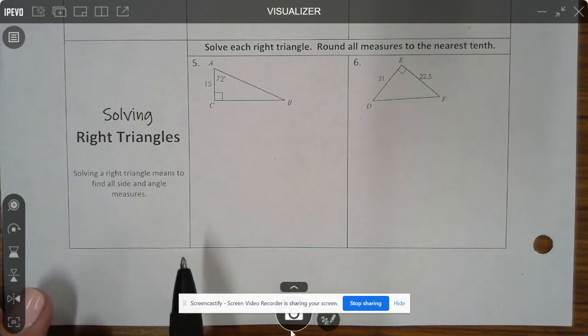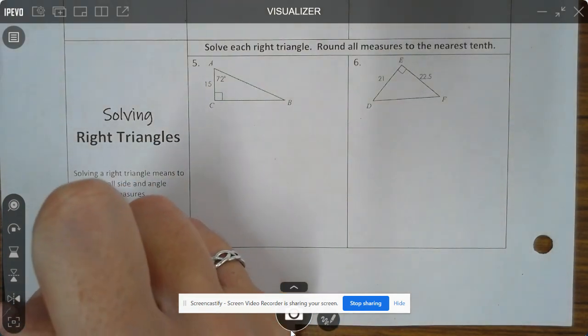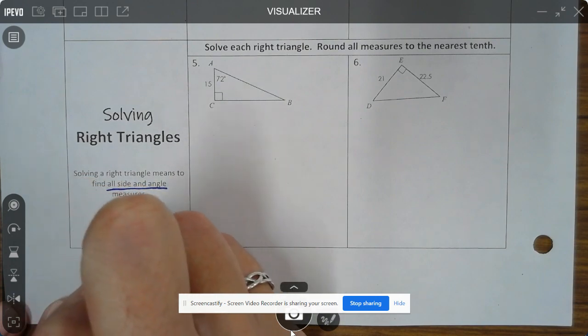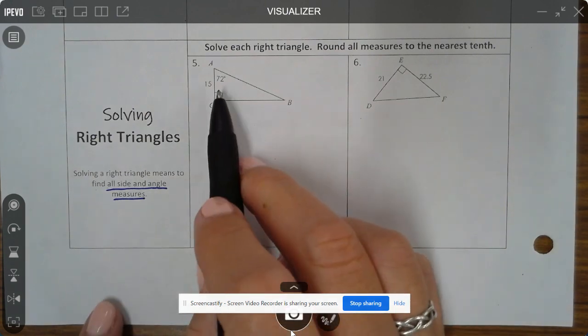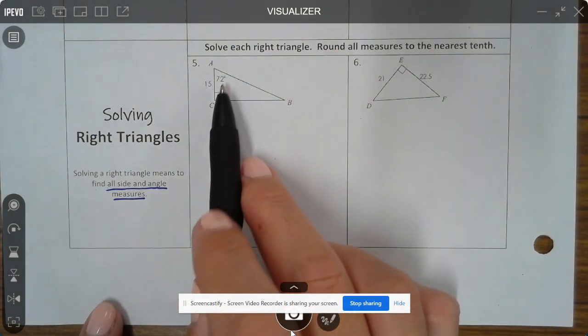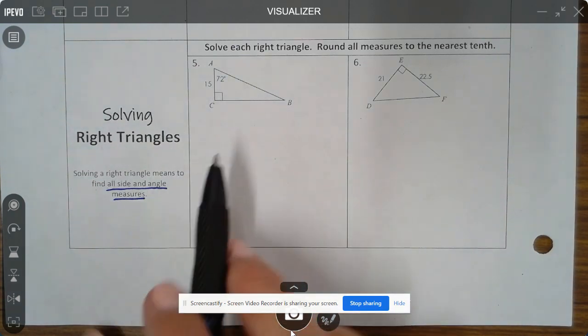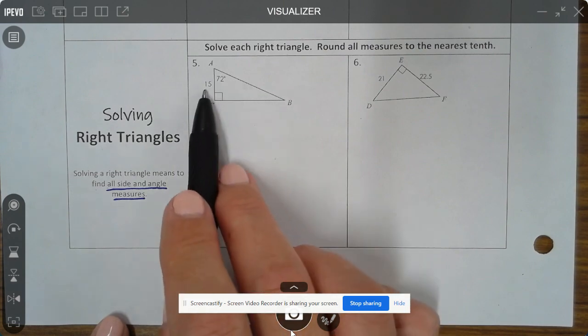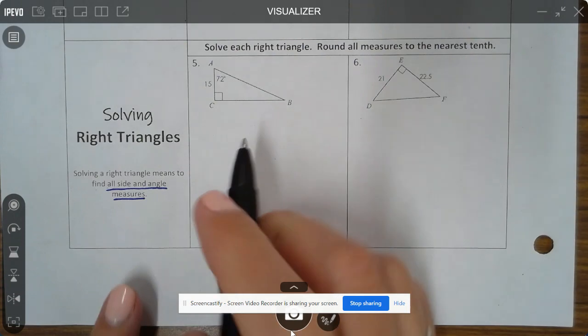So when we say to solve a right triangle, we really mean to find all side lengths and all angle measures. There's a lot of different ways that you can go about solving. I'll show you the way that I like to do it, but you can do this in any number of ways. I'm looking at triangle ABC over here. I notice that I have two angle measures and one side length. It does not matter if you solve for the angle measures first or the side lengths first. I usually like to take care of the side lengths.